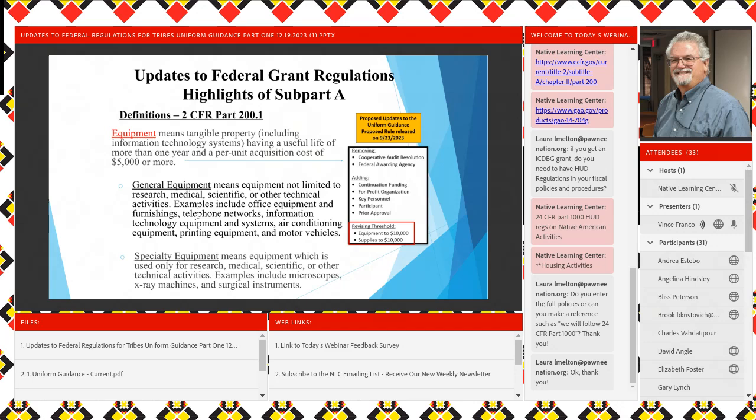Hopefully it works out. And then there's a little bit of information in the difference between general equipment and specialty equipment. Most of the time, specialty equipment is related to medical facilities, as you can see, medical equipment, technical equipment. So most of the time, we're dealing with general equipment, if we have equipment at all. All right, but market supplies and equipment, cost sharing, matching, that's the third category.